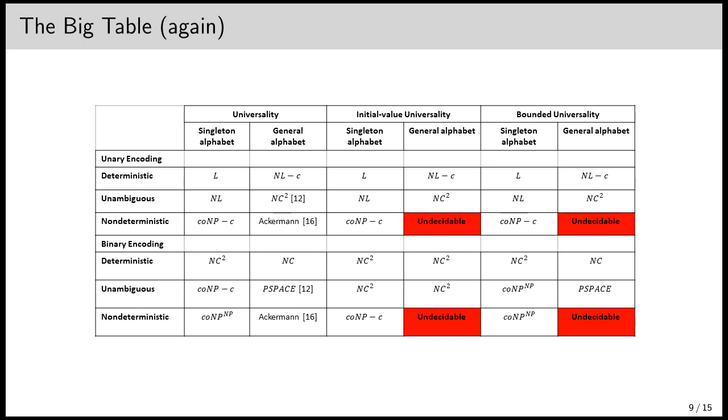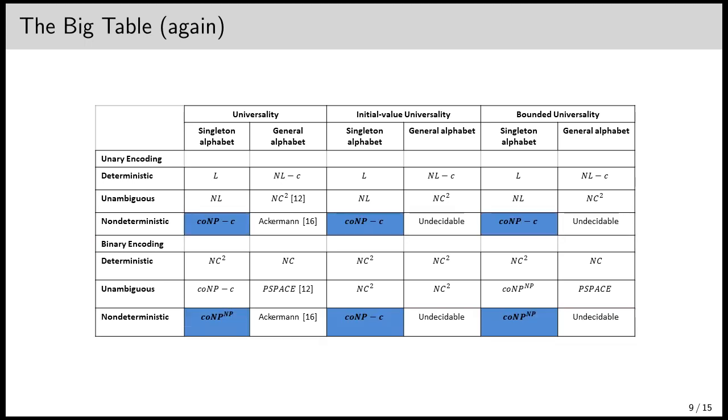Back to the big table. Undecidability applies both to unary and binary encodings. We now move on to one of the fragments of the problem, the case of unary alphabet. For this case, we will look at the vanilla universality problem.